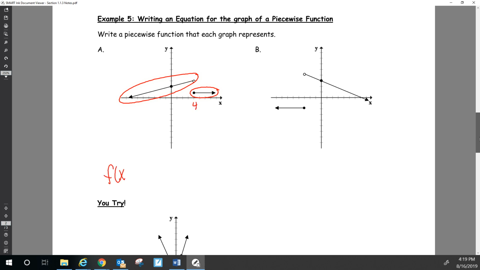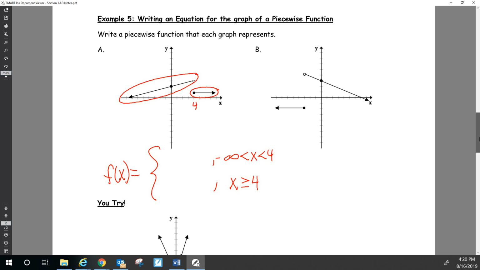So I've got f of x is equal to, I've got the piece from negative infinity and then less than 4. And then I've got a piece from 4 to infinity. So when x is greater than or equal to 4. All right, so let's try to write the equation. This is not too bad, right? This is algebra 1. It's just instead of having one line, I've got two pieces of lines.